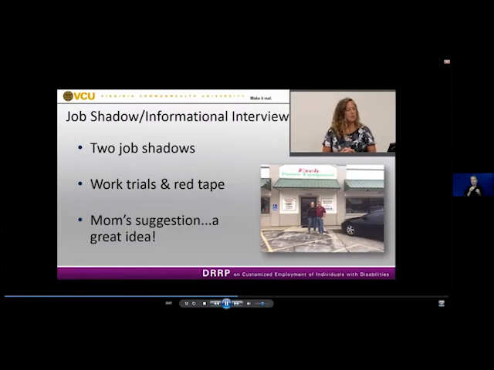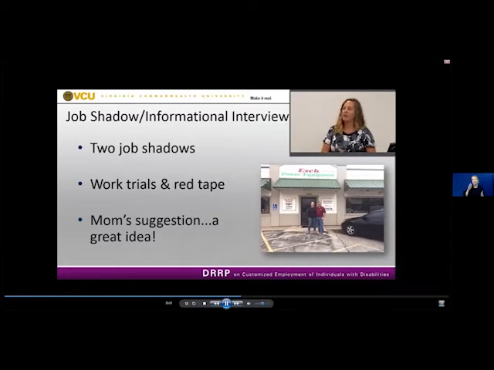The first thing we decided to do was a job shadow. So we knew that he was interested in small engines, and we went to a couple of local car dealerships. But because they are such large corporations, they ran into a lot of red tape issues. Even though the store level people were very excited to have Dan come and do a work trial, at the corporate offices, things got hung up. So we weren't able to follow through with that.